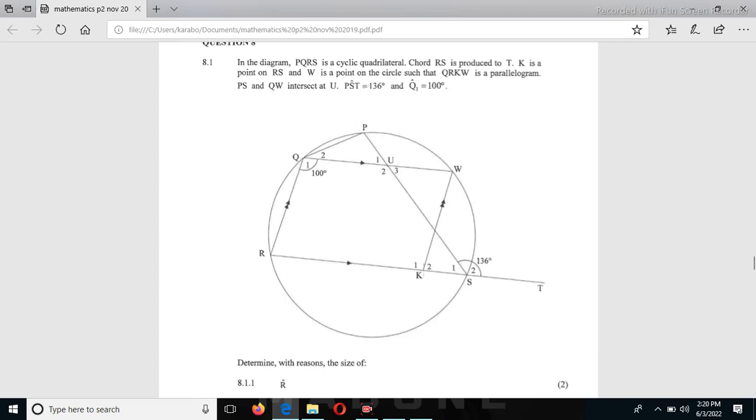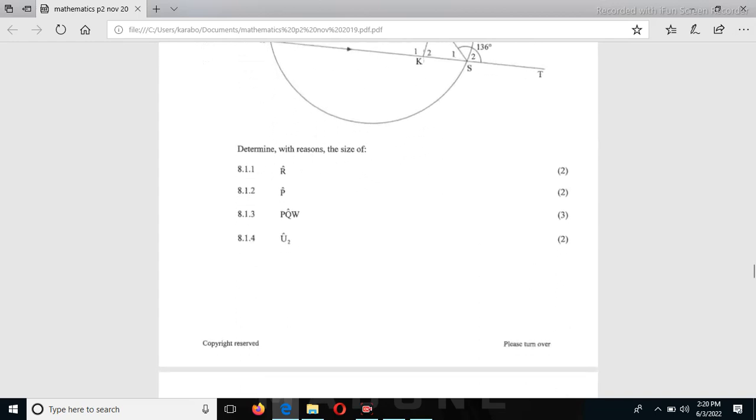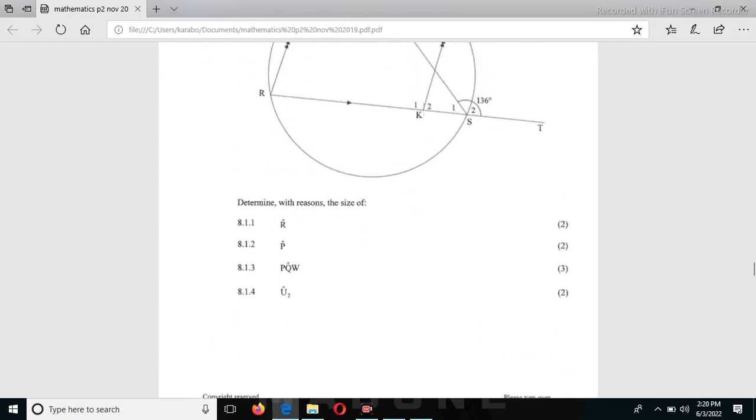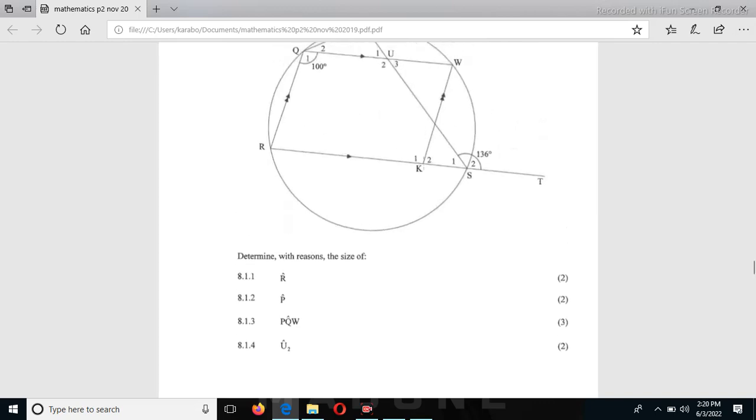Right, now let's go and see what's going to happen. Let's go to our questions and see if we have solved enough. Now, 8.1.1. Did we find R, guys? Yes, we found R. Did we find P? What is R, first of all? It's 80 degrees. What is P? It's 100 degrees. We found it. 4 marks in the bag.